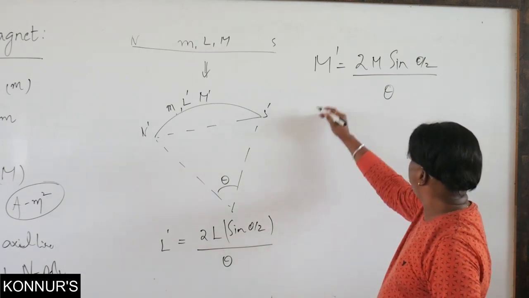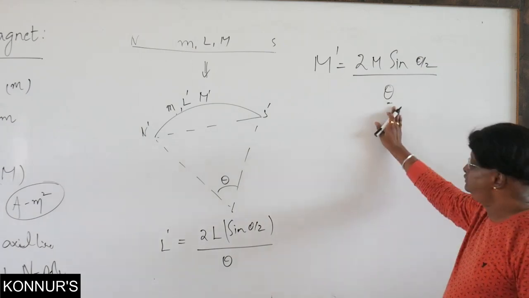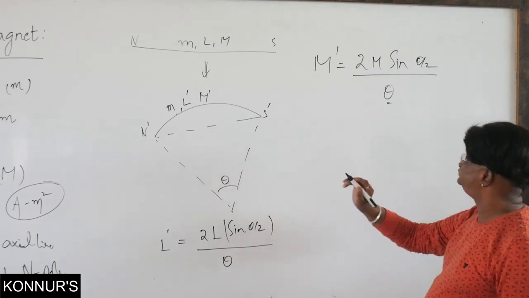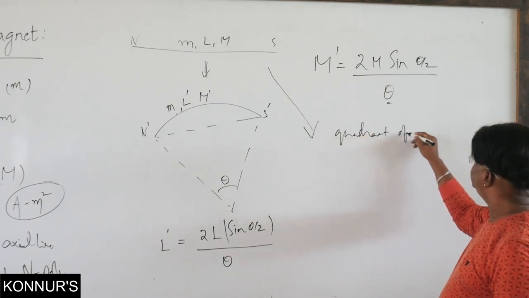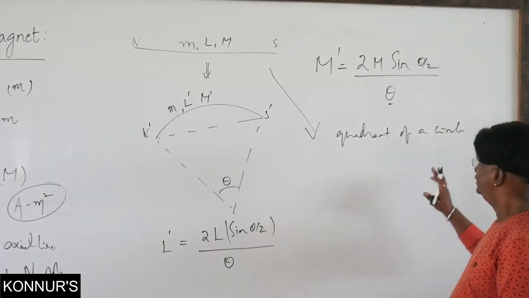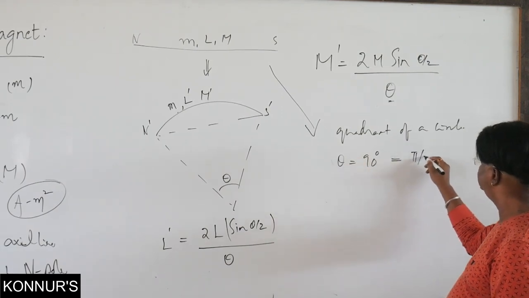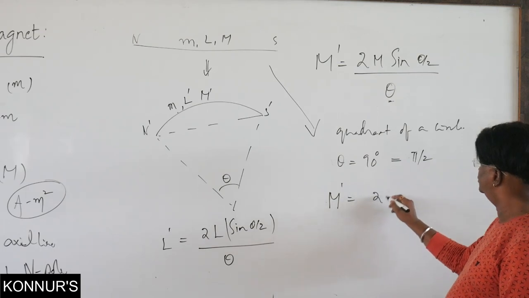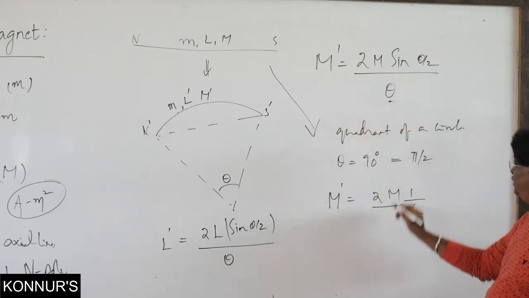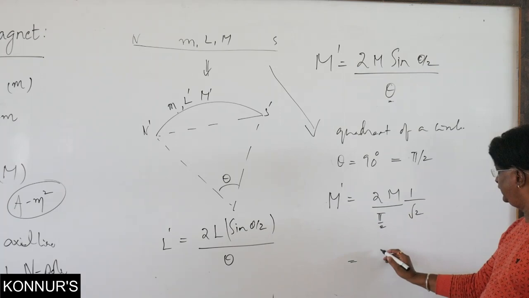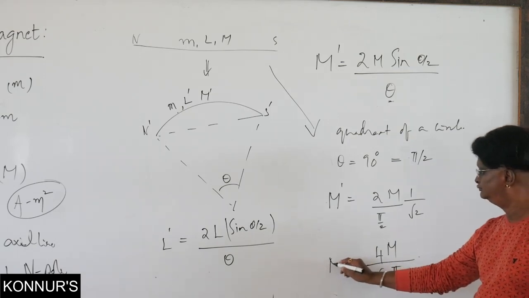So, new magnetic length and new magnetic moment. And one more important thing is the substitution of theta. Theta is to be substituted in radians. Suppose I say this is bent in the form of a quadrant of a circle. Quadrant of a circle means theta is equal to 90 degrees, and that is what I have told you to be taken in radians. Then the value is M dash equals 2M sine 45, which becomes 1 by root 2, and the theta value is pi by 2. So finally you get the answer as 4M by root 2 pi, the new moment.